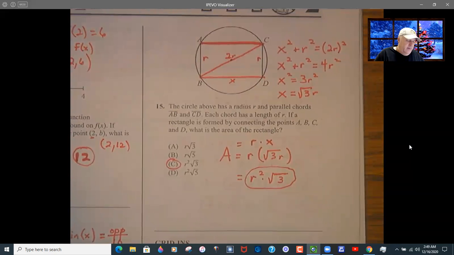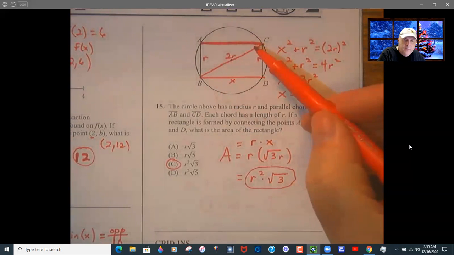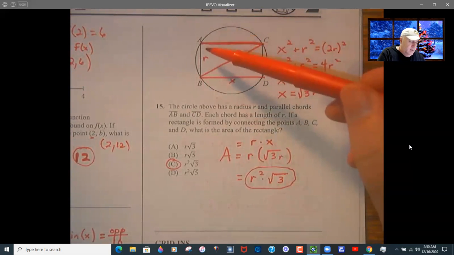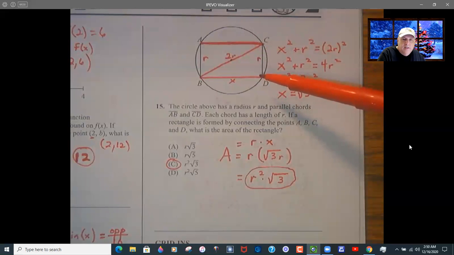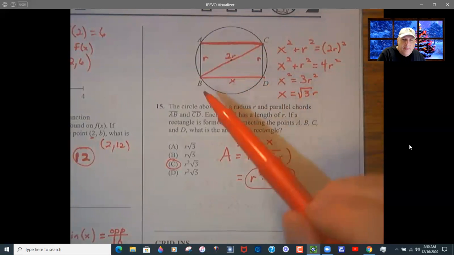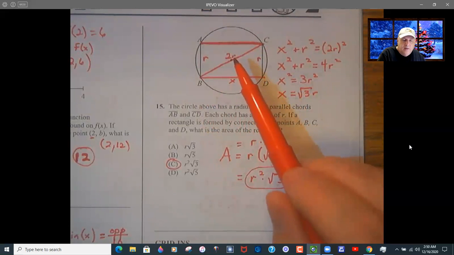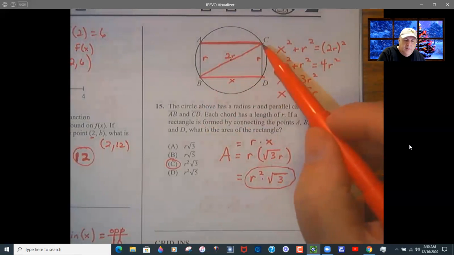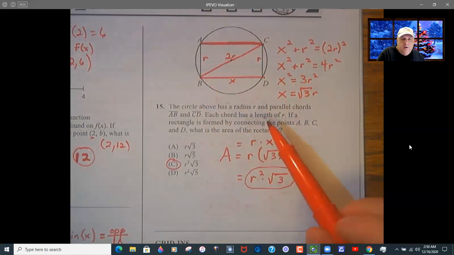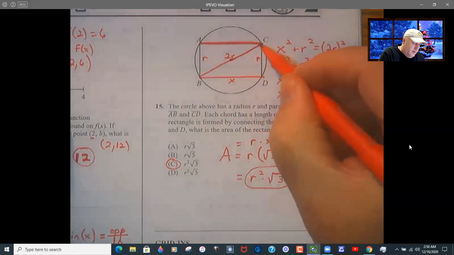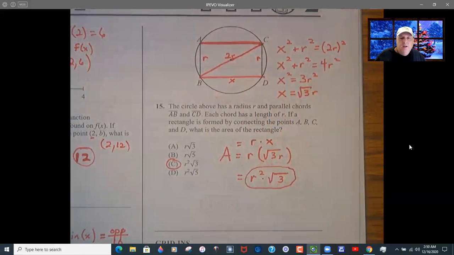Problem 15. So you're going to have to draw this auxiliary line, kind of complete this rectangle, and then realize that each chord has a length of r. And so the circle above has radius r. Okay, so that's how I've got this here. This would be 2r, the diameter, and then each chord also has a length of r. So what we're saying is that this length here is the same as the length of this chord. You have to draw all that out, and that becomes challenging.